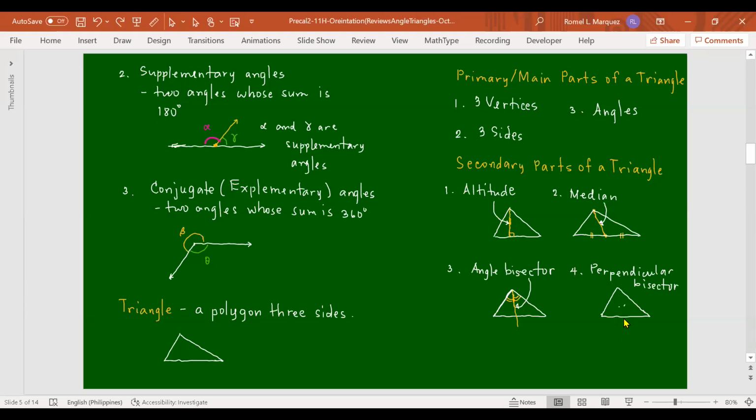So where is the midpoint? Let's say this is the midpoint. So we draw this line and perpendicular to that. Okay? So this is supposed to be equal to this. So that's a perpendicular bisector.